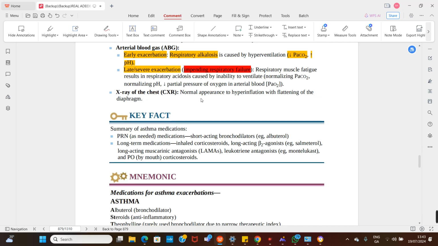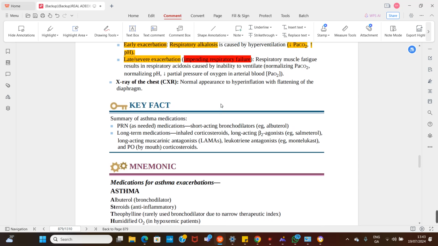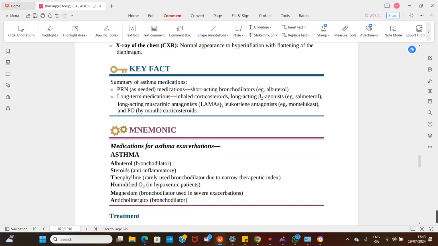If you do your chest X-ray, you just see features of hyperinflation, flattening of the diaphragm, narrowing of the mediastinum, narrowing of the heart chamber, reduction in the lung markings, and the like. And of course, hyperlucency of the lungs.